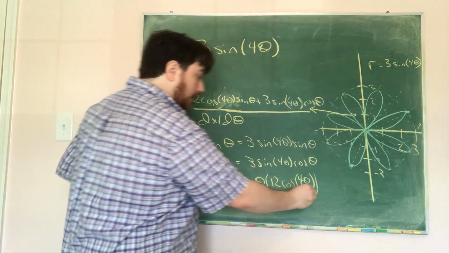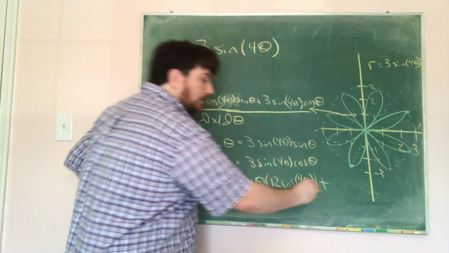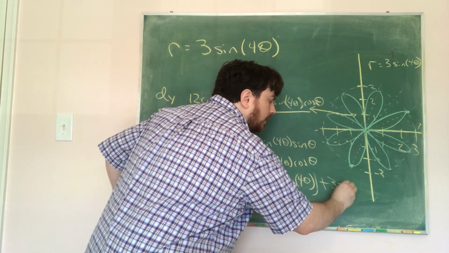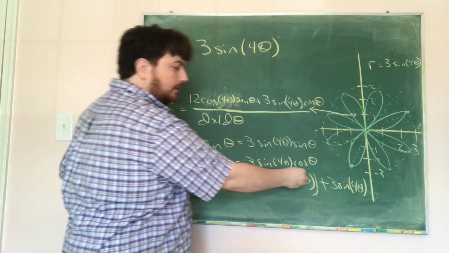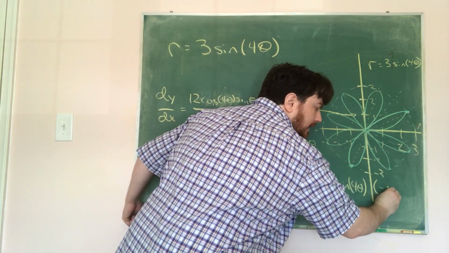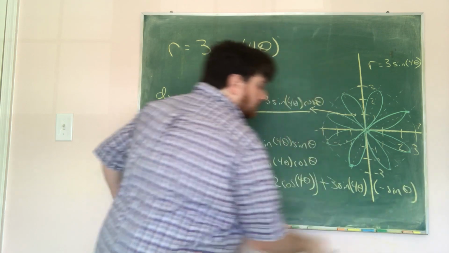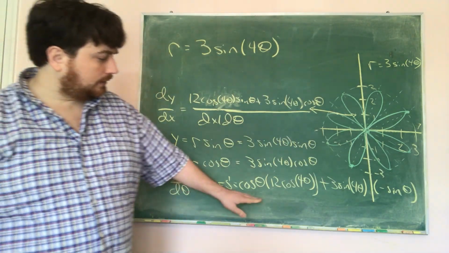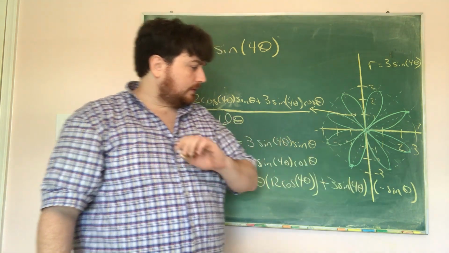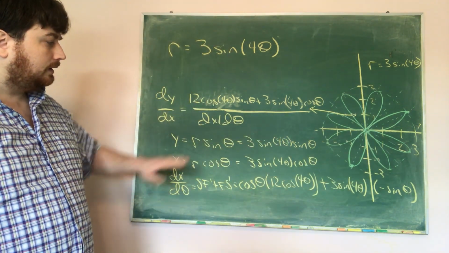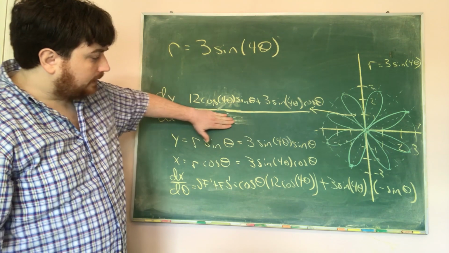Then I'm going to add the first, which is 3 sine of 4 theta, times the derivative of the second. Well, the derivative of the second is negative sine of theta. So I end up with dx d theta is cosine times 12 cosine 4 theta plus 3 sine of 4 theta times negative sine of theta. And so we'll place that in up here.